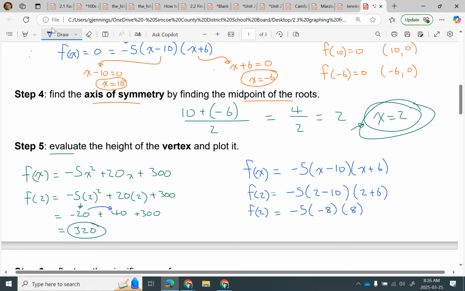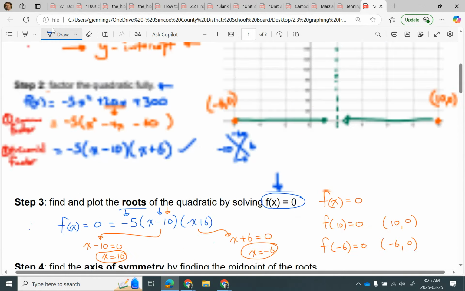Okay, and then we evaluate that. So this is just a chain of multiplication. It's -5 times -8 times 8. -5 times -8 is 40. And 40 times 8 is 320. If you find that the two values you get are different, then you get to be Sherlock Holmes and go find your error. Okay, so that confirmed what we found already.